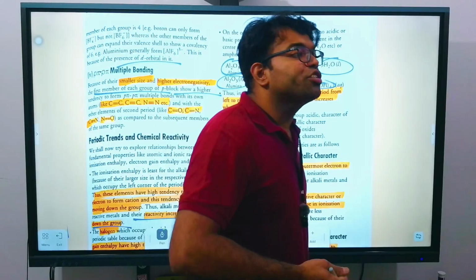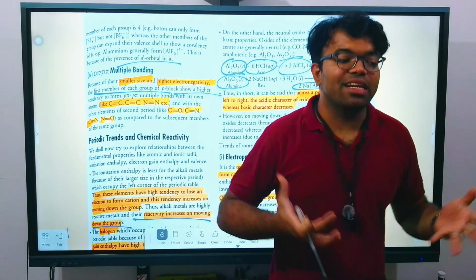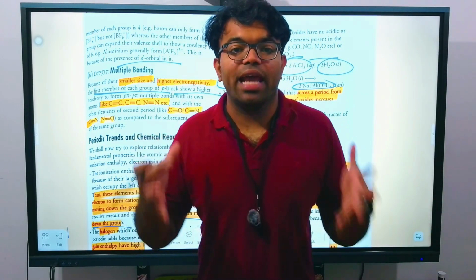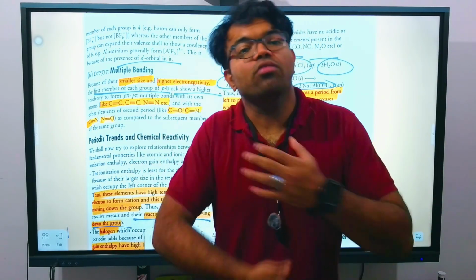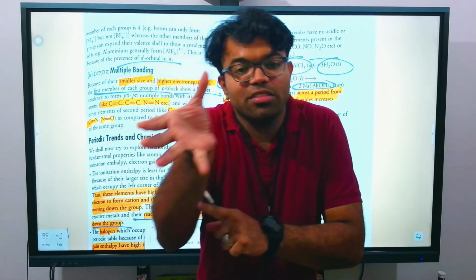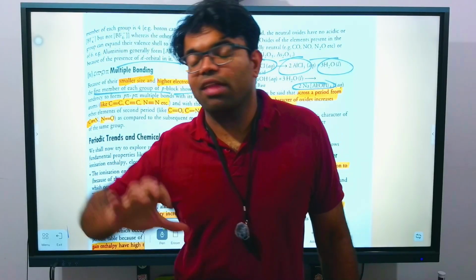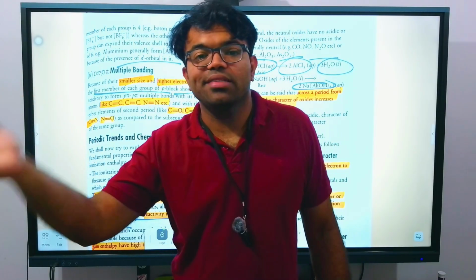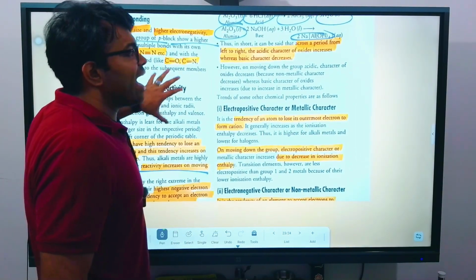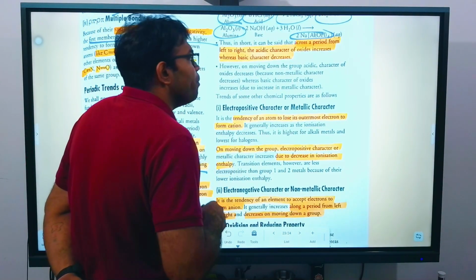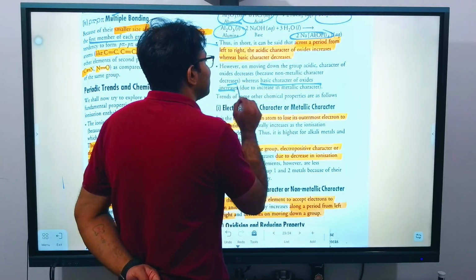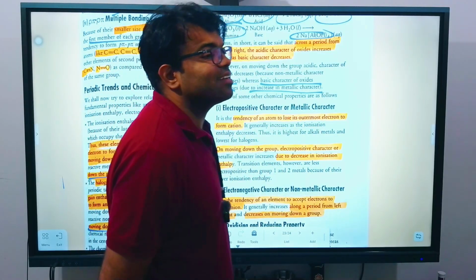So the oxides of elements that are present at the center usually have the ability to form both acidic and basic oxides. They are known as amphoteric oxides. You can actually see a transition of oxides as we go from left to right, that is, from basic all the way to acidic. However, on moving down the group, the acidic character of oxides decreases because non-metallic character decreases, whereas the basic character of oxides increases due to the metallic character increasing.